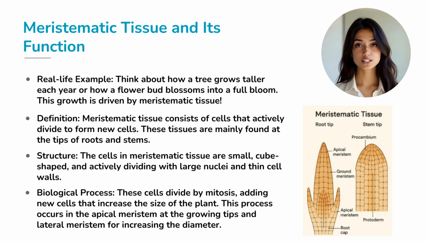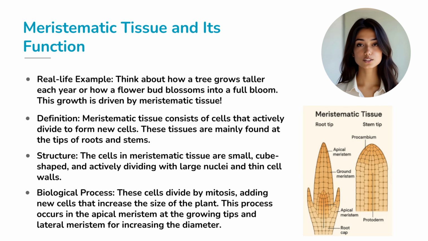Now, let's look at meristematic tissue, the engine that powers plant growth. Imagine a tiny seed growing into a massive tree. The secret behind this growth lies in meristematic tissue. It's found at the tips of roots, stems, and branches where new cells are constantly being produced. These cells are small, cube-shaped, and have large nuclei, which means they are always ready to divide and grow.